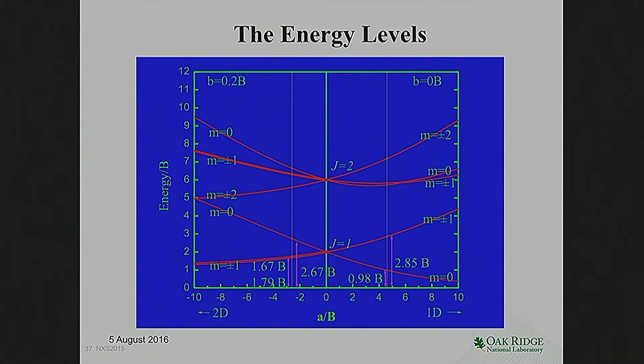Your rotational line gets split into two. One goes down, which corresponds to the m equals zero branch, whereas the m equals plus or minus one goes up. So your rotational lines split up and maybe shift. If you go to the other side, where your molecule is trying to lay flat onto a surface, you get the double degenerate level going down and the other one going up.